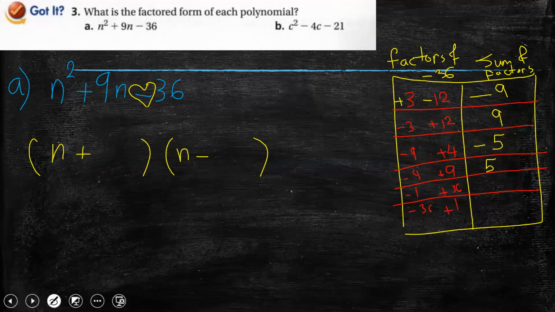Negative 1 plus 36 is positive 35. Negative 36 plus 1 is negative 35. Now, the second step, I will look here. Which two numbers, if you add them, give positive 9? Negative 3 and positive 12. So I will put here a negative 3 and here a positive 12.